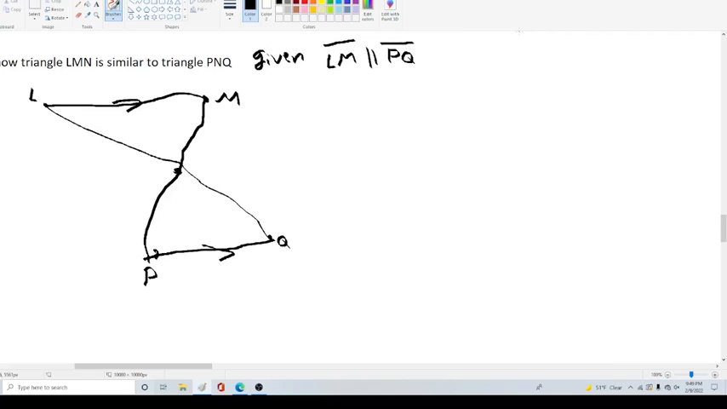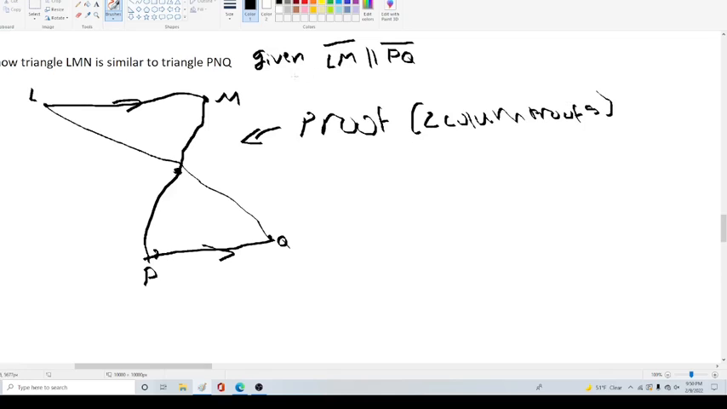So today's problem is: show that triangle LMN is similar to triangle PNQ. This is a geometry proof. It's your very first introduction to proof, usually using two column proofs. And we're usually given some sort of information to help us do this, and then we use every single possible property of geometry that we know to show that these are similar.